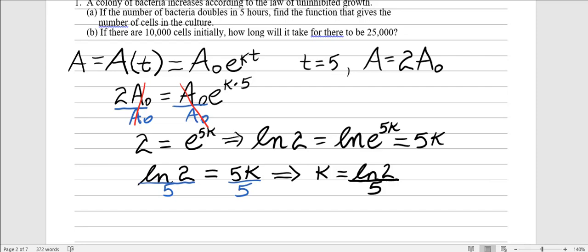All right, now technically I could find this if I wanted to, or I could leave it in this form. I'm going to go ahead and approximate it. So I find that this is approximately 0.138629.